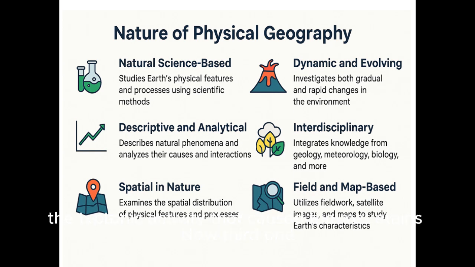Now third one, spatial in nature. Physical geography is all about space and location, where things happen on Earth and why they happen there, and not somewhere else. For example, why do deserts form along the Tropic of Cancer? Or why are rainforests near the equator only? This is about things like exact locations, where it is happening, which area that we can study.